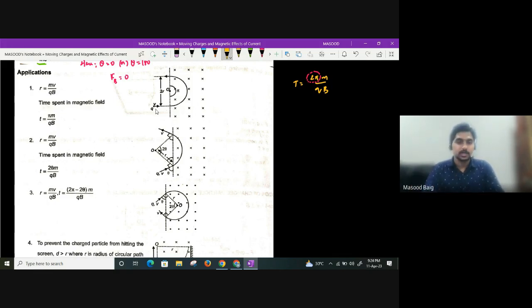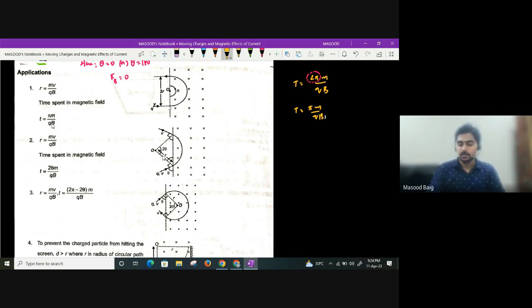But here, charged particle is not already present in magnetic field. It is entering magnetic field perpendicularly. So it is again going to leave the magnetic field perpendicularly only. So in doing so, how much angle is it subtending at the center? Pi only. So I'll get time period of revolution in first case as pi m divided by qB. See, is it given? Yes.